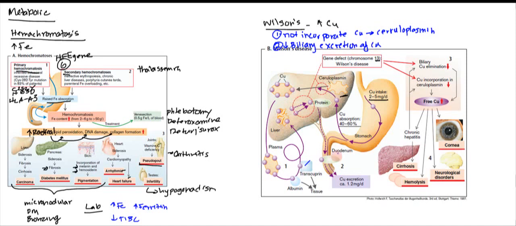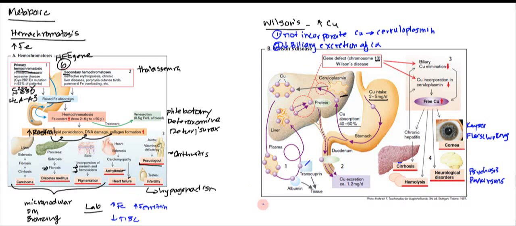So what happens when you get this copper? It begins to accumulate. It can accumulate in the liver to cause cirrhosis. It can accumulate in the cornea to cause something called Kaiser-Fleischer rings. It can accumulate in your brain, and it can lead to psychosis. It can lead to hemolysis as well. And it can also lead to a Parkinson's-type tremor.